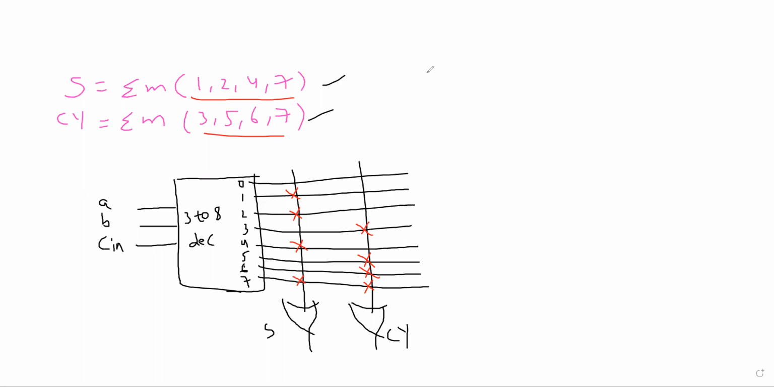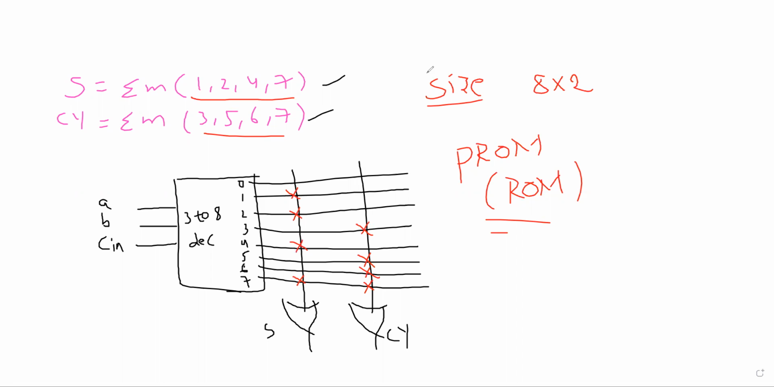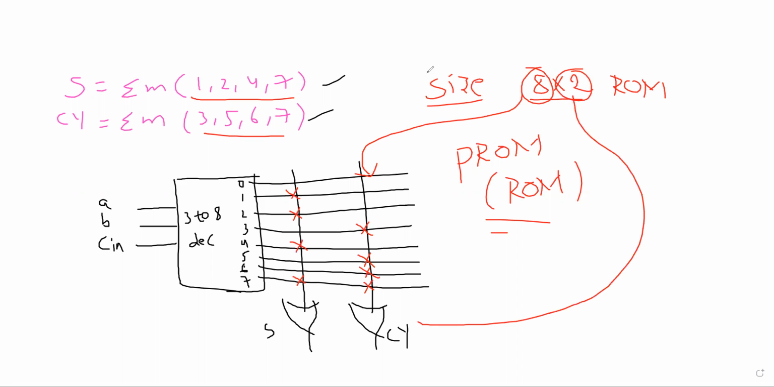This is the way you have to implement using PROM or using ROM. What is the size of this means? If they talk about size, the size is 8 by 2 ROM, where the 8 is nothing but the outputs of the decoder, and the 2 is nothing but the output functions, sum and carry. Is it clear? Now we will see some examples here.